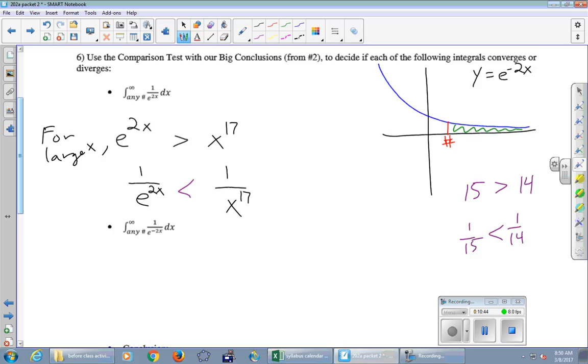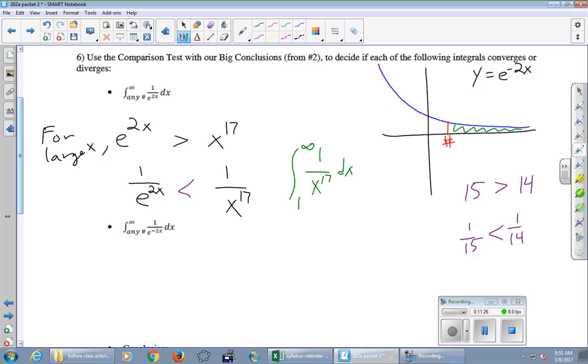Well, let's consider one other integral. It's a related integral, 1 over x to the 17 dx from some number up to infinity. Well, let's leave it as a 1 here, from 1 up to infinity. Take a look at the big conclusion on the previous page. What can you say about this integral right here? This is a 1 over x to the p, right? In this case, p is 17. So yeah, this 17 is greater than 1. So what's the conclusion? This integral converges.